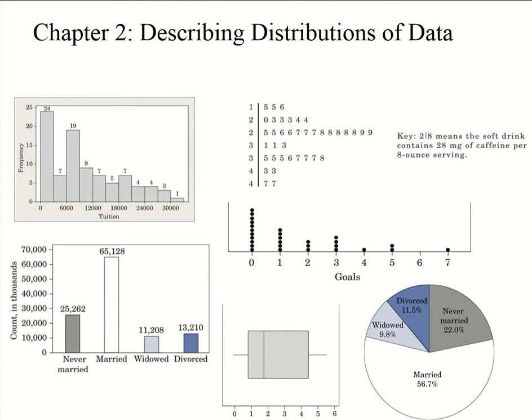And so on this slide right here, I have a bunch of different graphs. I have a histogram right here. I have a stem and leaf plot over here. I have a bar graph over here, a box and whisker plot down here, a pie graph or circle graph, we call it both, and then just a frequency graph right here. And so as we go through Chapter 2, we're going to learn how to make all of these.